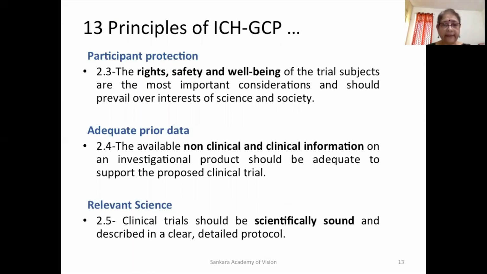So relevant science should be there. Scientifically sound proposal means it is partly ethically sound. Bad science means bad ethics. So 2.5 actually highlights this, that they should be scientifically sound.